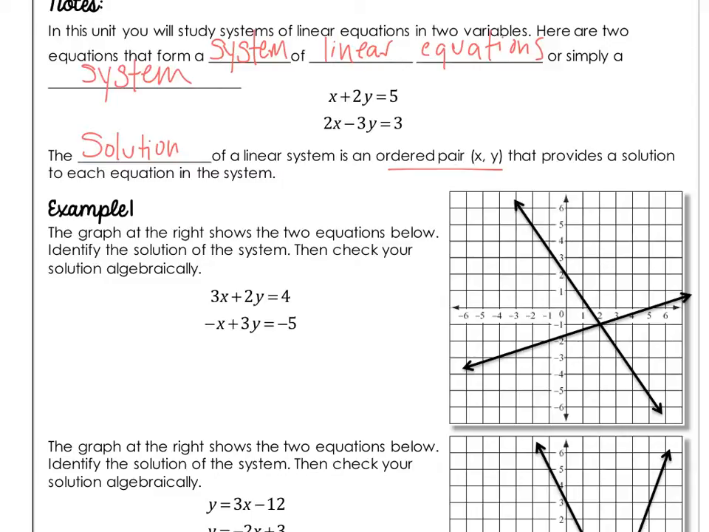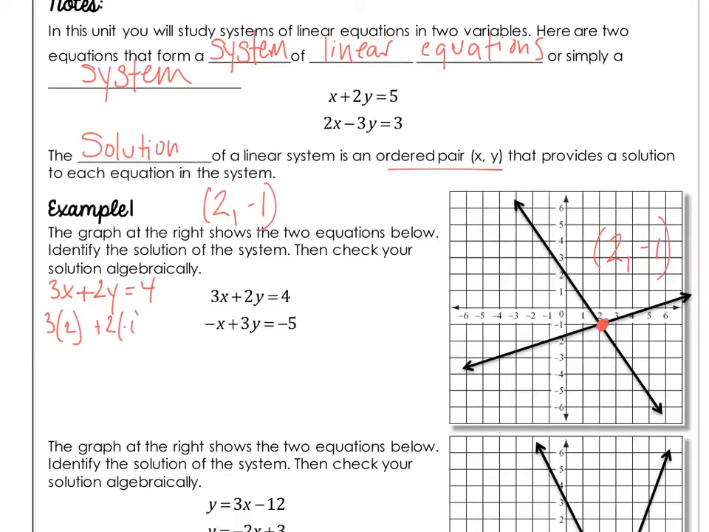Example 1 says the graph at the right shows the two equations below. Identify the solution, then check the solution algebraically. So here is the solution right here, at the ordered pair 2, -1. Let's see if it really does work out. So 3x plus 2y equals 4. If we substitute 2 and -1, 2 being an x value, so 2 goes here.